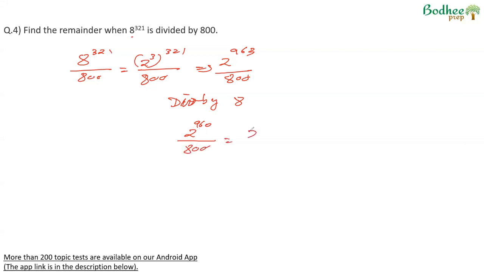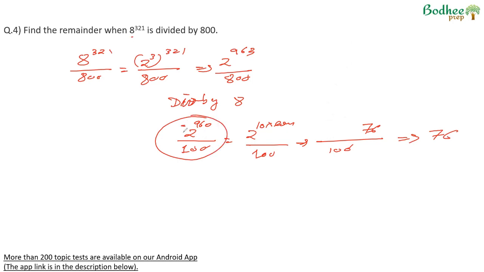Now this is nothing but 2 raised to power 10 into 96, which is even. This will be 100, not 800. 2 raised to power 10 into even is a number that ends in 76. 76 divided by 100, or the last two digits being 76, will leave a remainder of 76. So for this division, the remainder is 76. We got that when we divide the number by 8.